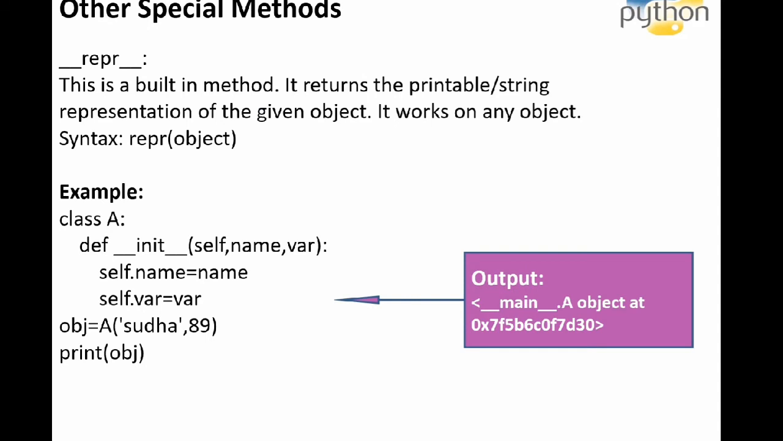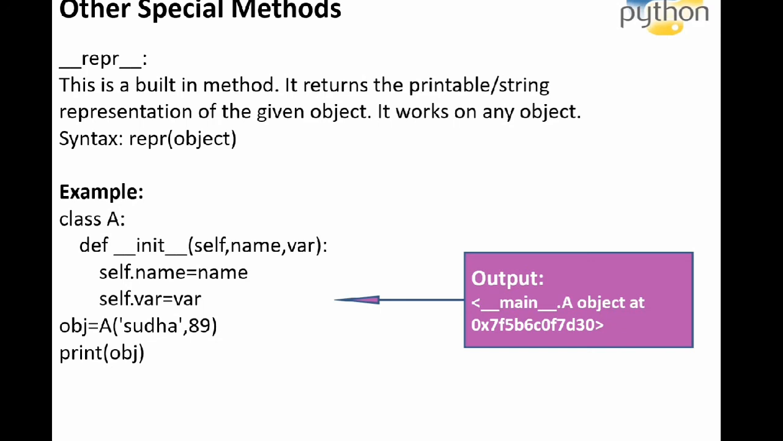So the next topic in your syllabus is other special methods. Here you have underscore underscore repr. This is a built-in method, and the purpose of repr is that it returns the printable string representation of a given object. Now the syntax is repr, and then you will be passing the object over here.